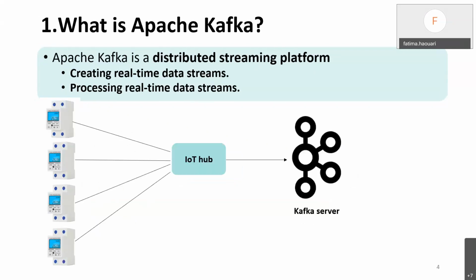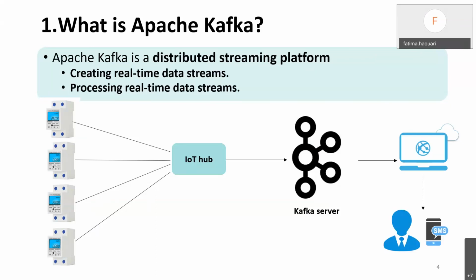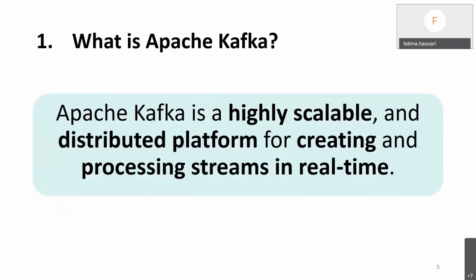Then assume that you have an application that reads the data from the Kafka server and processes it, for example, to monitor the charge of the electricity in every house. And when the charge exceeds a threshold, it will send an SMS message to the house owner to alert him about this. This is what we call processing a real-time data stream. So Apache Kafka is a highly scalable and distributed platform for creating and processing data streams in real time.